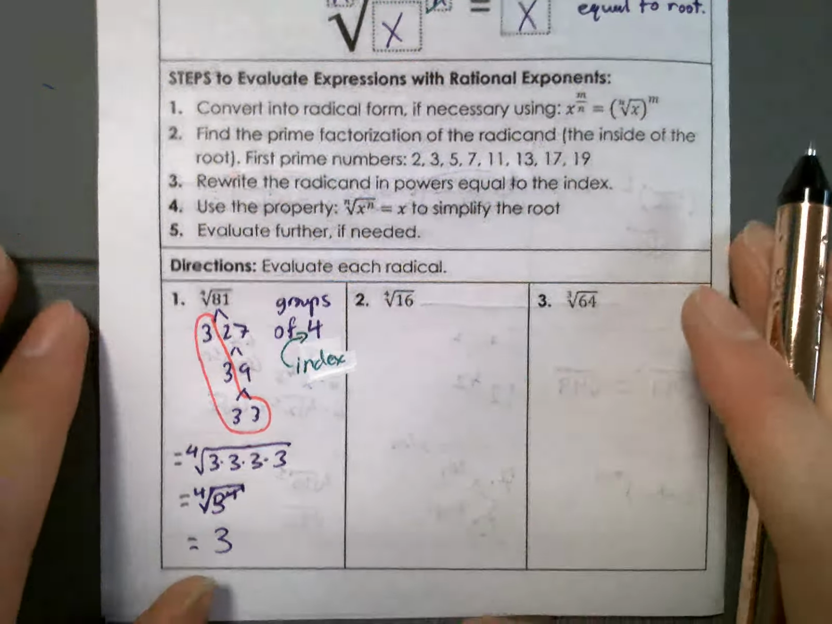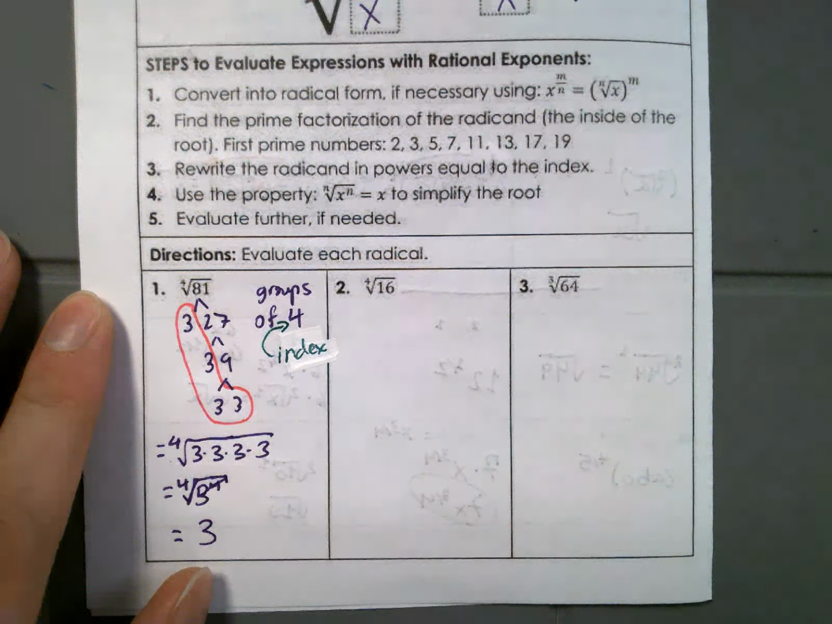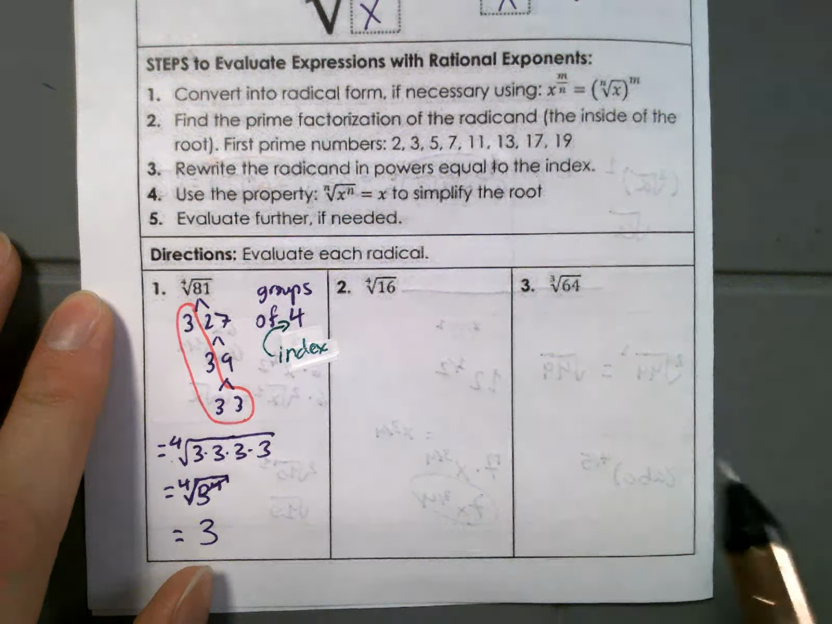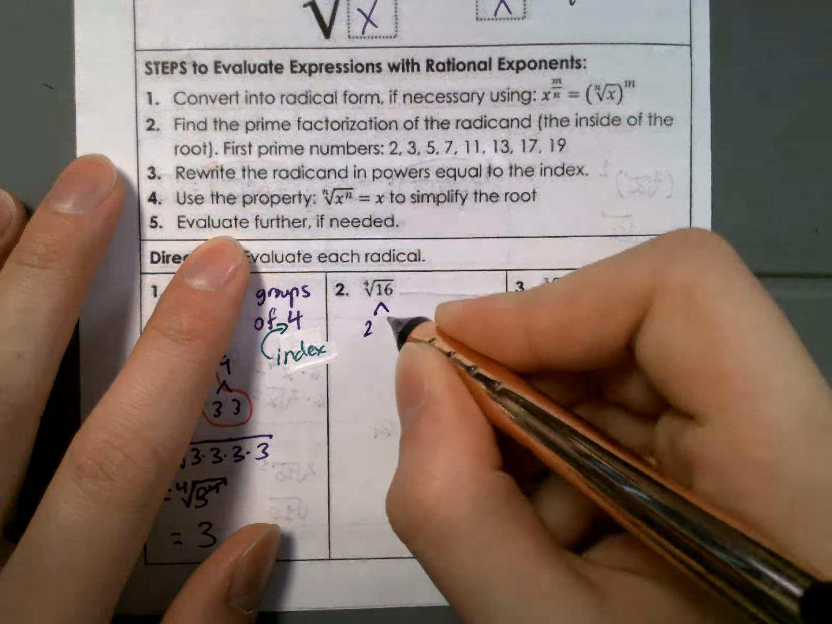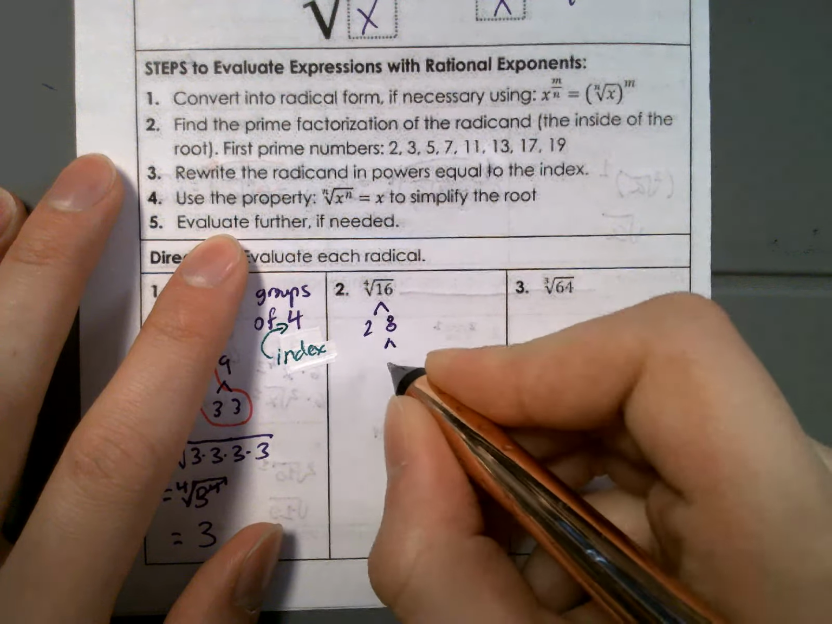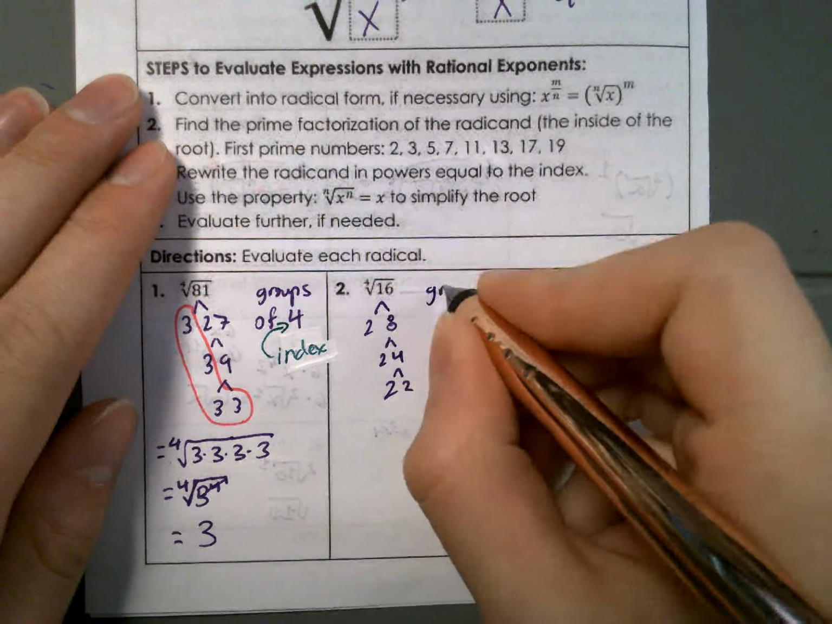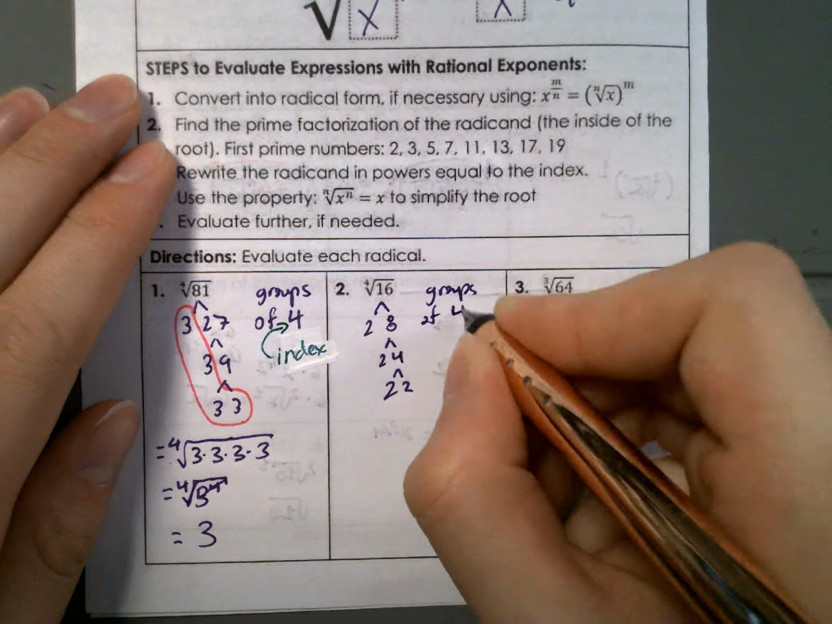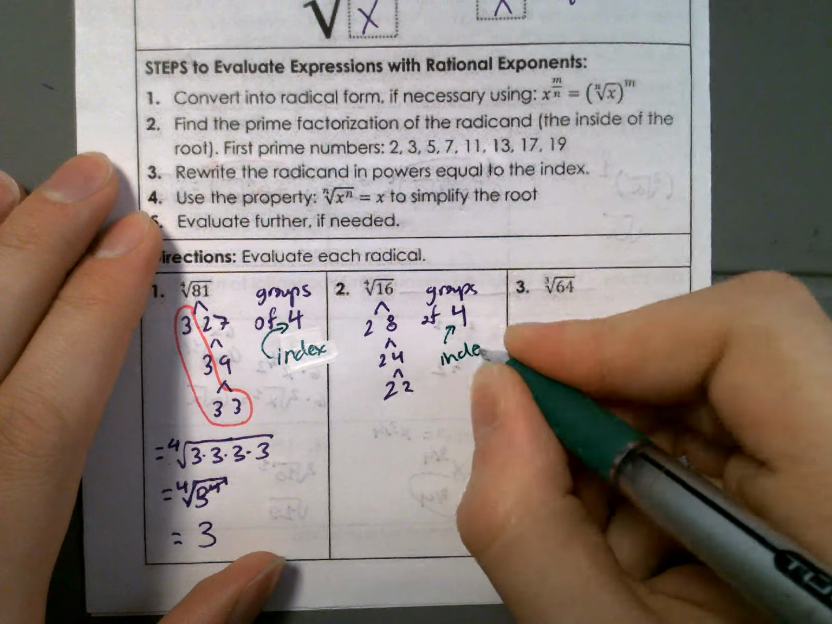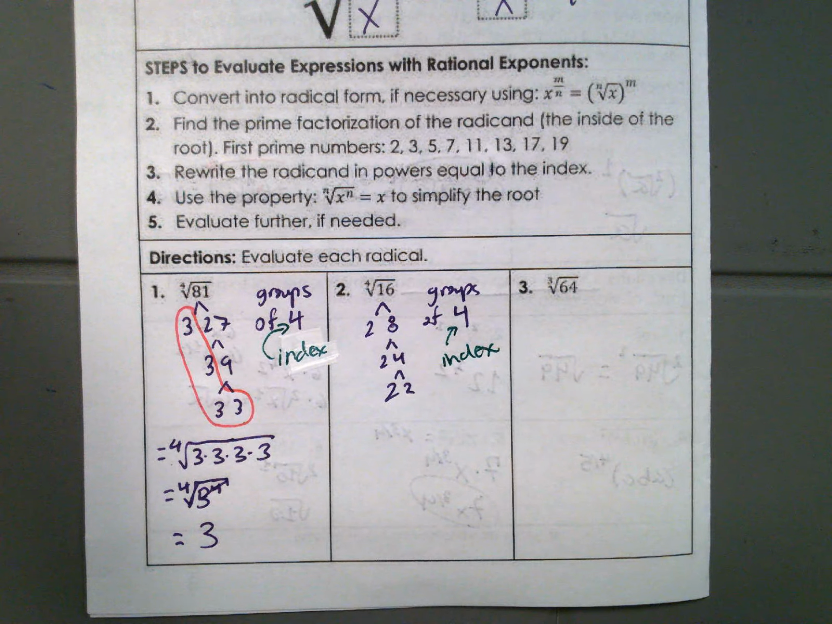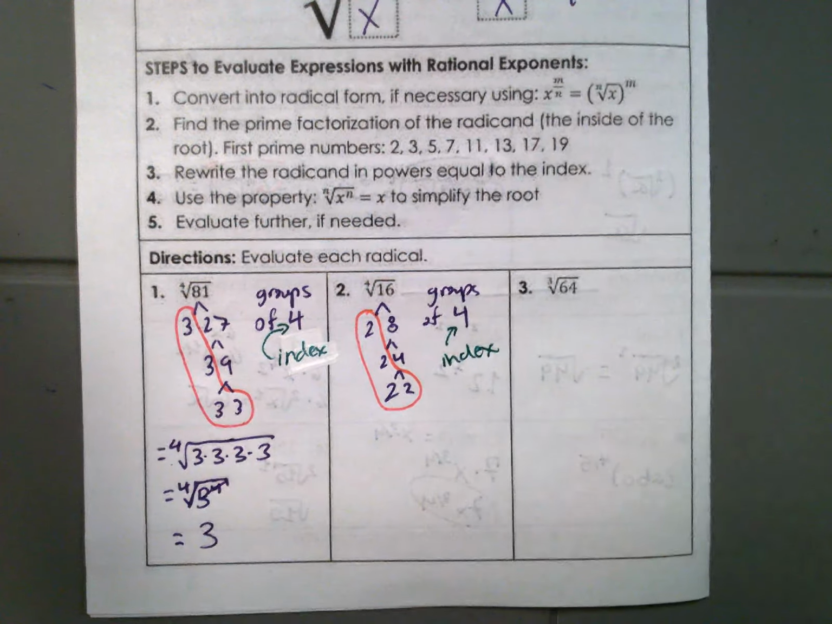So, we got 2 more left, and then I'm going to let you guys work on the examples on the other side, and then we'll go over those the next class period or in the next video. All right? So, for the fourth root of 16, again, we break it into 2 and 8. Break that into 2 and 4. Break this into 2 and 2. Again, we're looking for groups of 4, where that is the index. So that means that we're going to have 1, 2, 3, 4. There they all are.